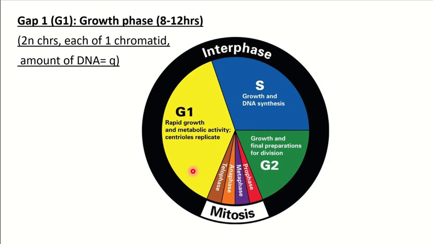It resulted in two small cells that have the DNA, each chromosome of one chromatid. So these two cells, when they enter the G1 phase, they still have 2n chromosomes, and we discussed before that 2n chromosomes means that I have two copies of each chromosome, and each chromosome is of one chromatid. So the amount of DNA here in G1 phase is Q.